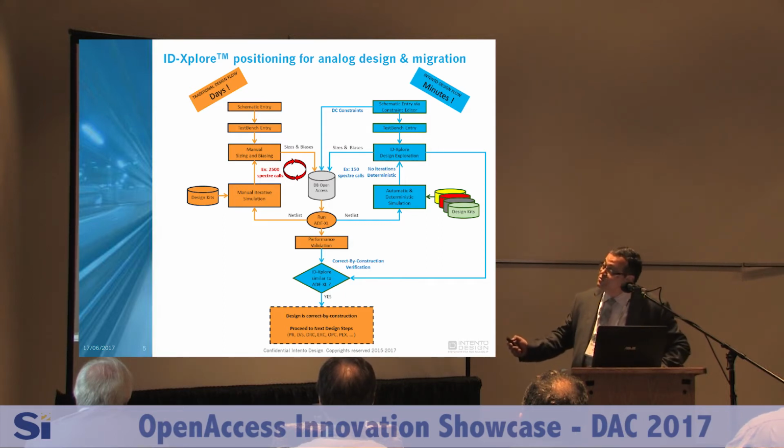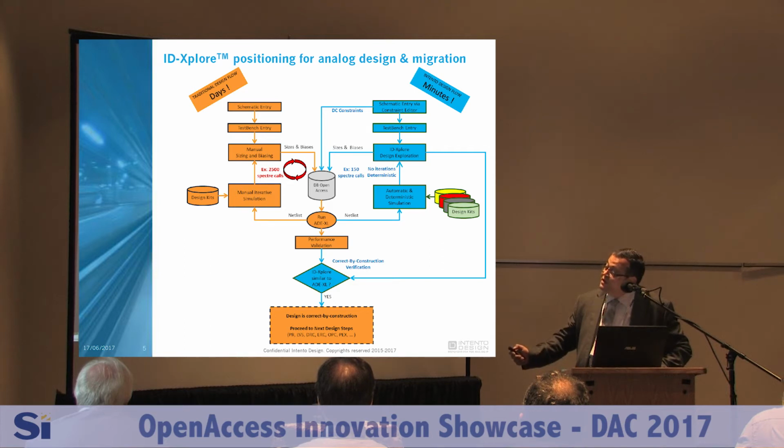The flow of Intento is a little bit different. We start by the Constraint Editor. We document DC constraints into the OpenAccess database. We have a traditional design entry of the test benches, and then we go to our tool. Our tool uses these constraints to quickly size and bias into the OpenAccess database. We don't have a loop here, but we can communicate with Spectre. In very few calls, we can get the sizes and biases.